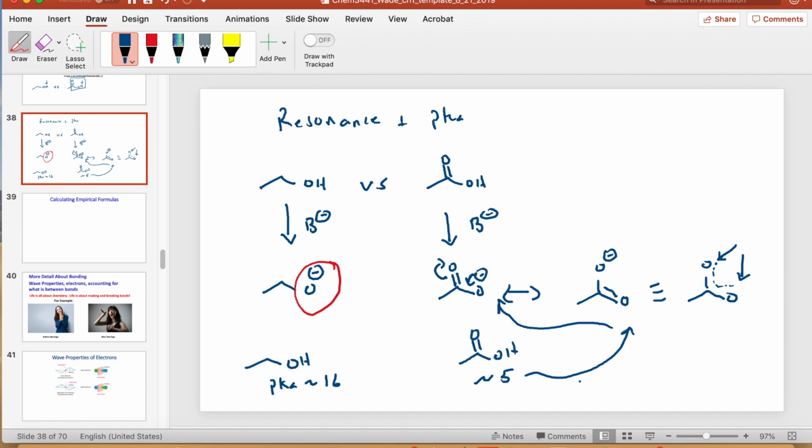Right? So resonance can have an effect on acidity, and it really deals with, and this is the key aspect to this whole discussion, the stability of the conjugate base. So basically that means that if you can spread charge around, think of the hot potato analogy, then it's more stable because it's less likely to get burned in one spot.